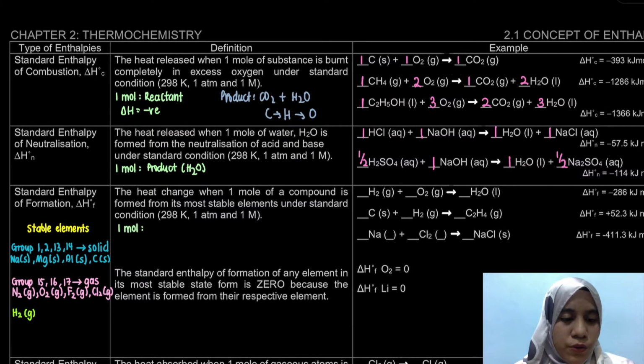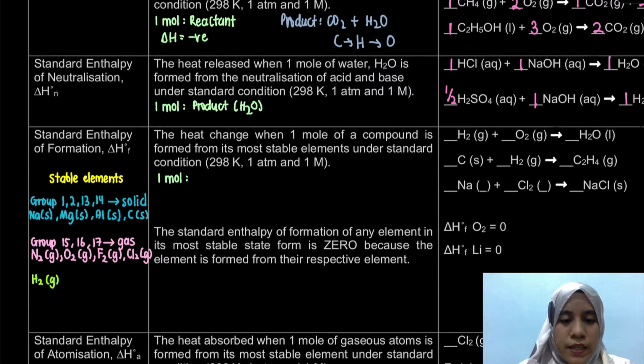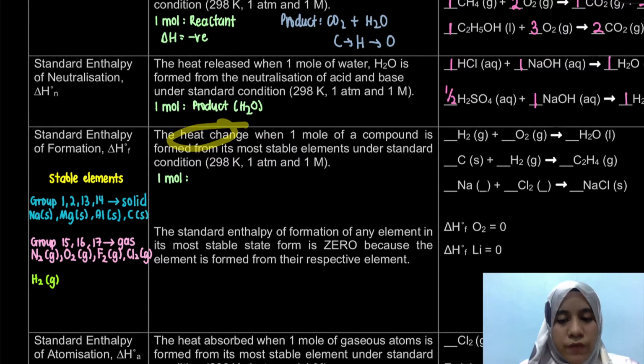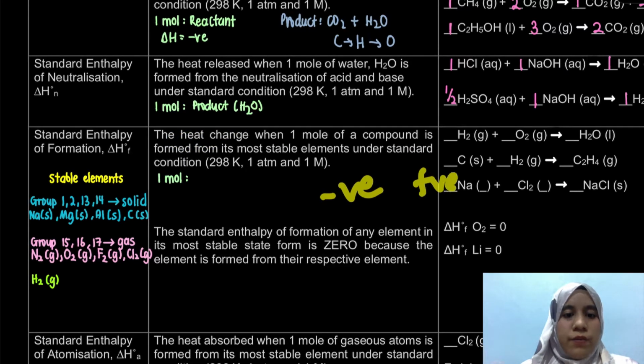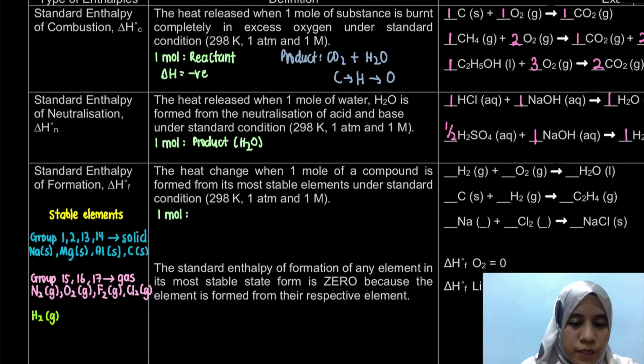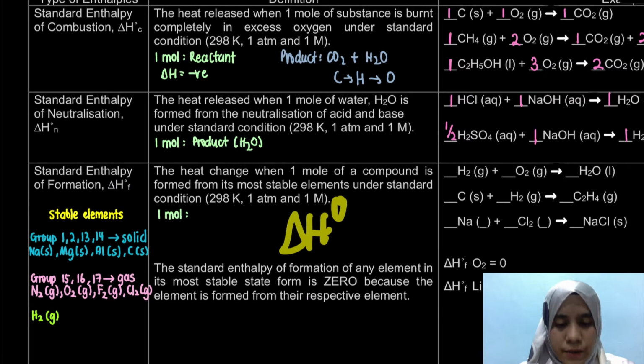Okay, next we're going to look at the standard enthalpy of formation. For the standard enthalpy of formation, it mentions the heat change when 1 mole of compound is formed from its most stable element under standard condition. So when it mentions heat change, it could be a negative value, it could be a positive value. But for neutralization and combustion, specifically heat is released. For formation, instead of small n or small c here, it is small f, delta H, not to mention that it is standard condition.